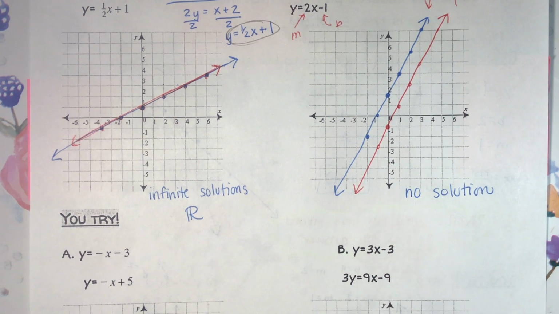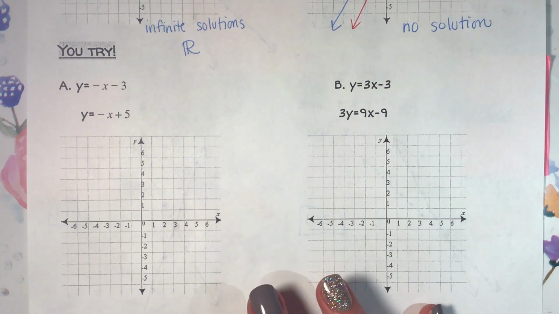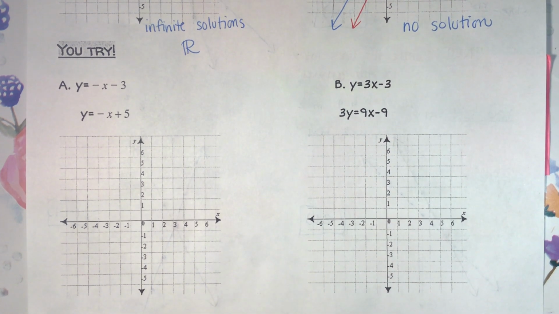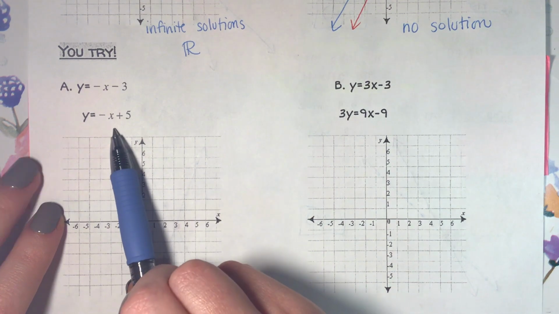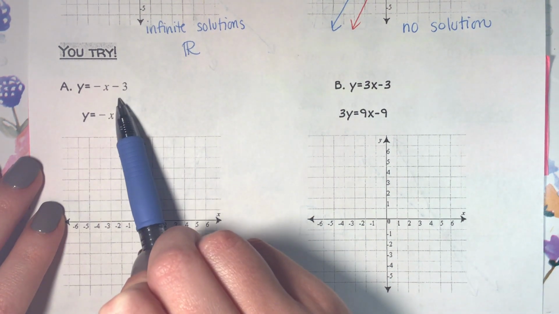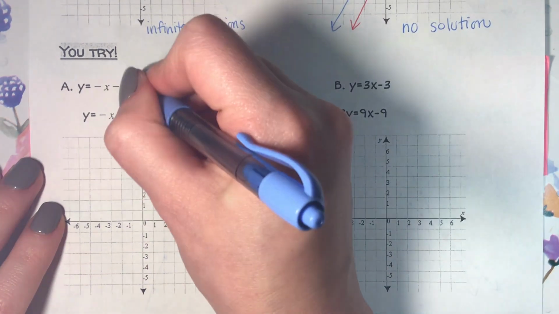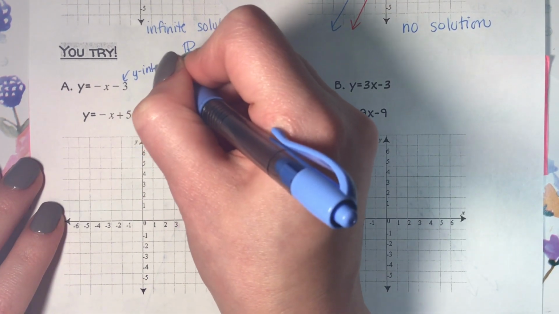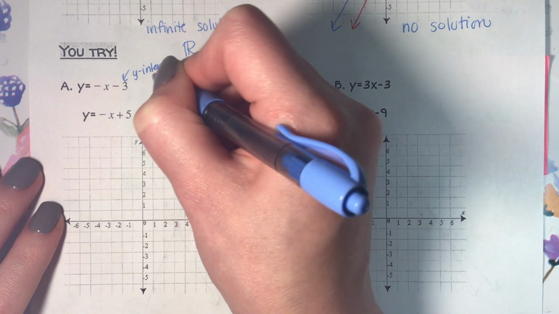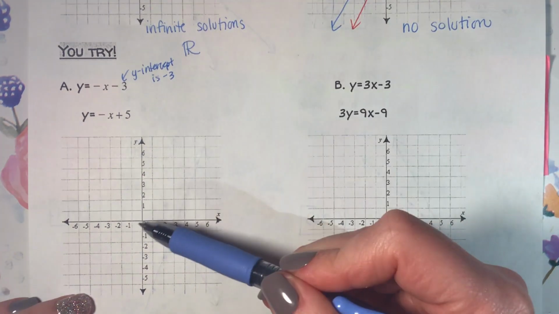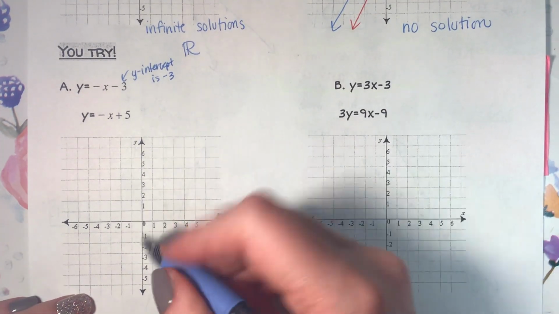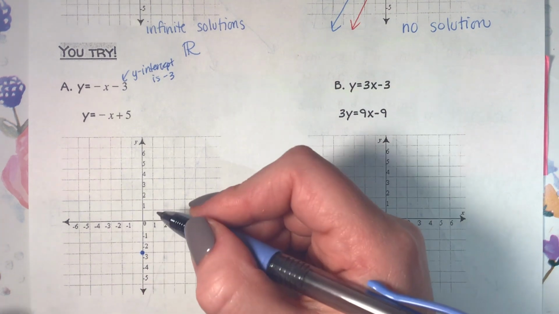We're going to do one more example of each of those just so you can see it one more time. So in this example, I have y is equal to -x minus 3 and y is equal to -x plus 5. Let's graph the first one. So my b is -3. My y-intercept is -3. So I need to go down 3 on my y-axis and make a point.